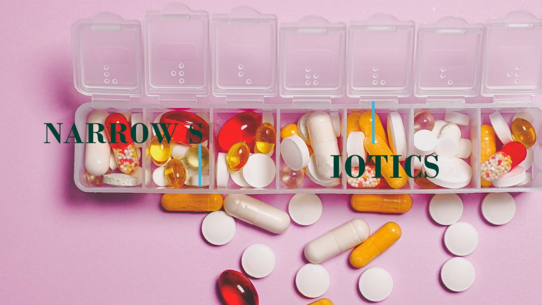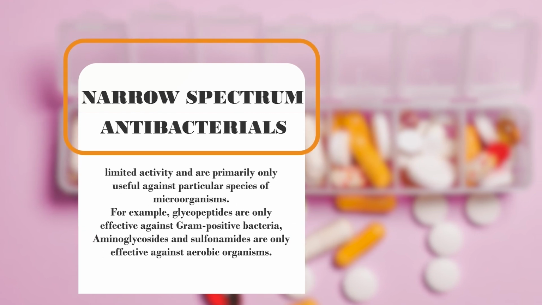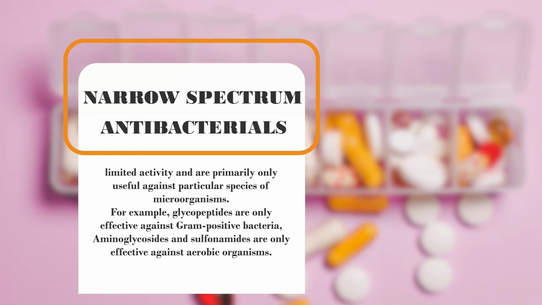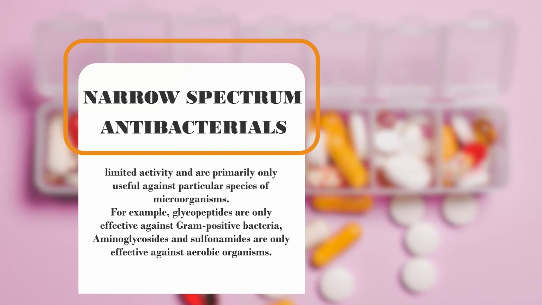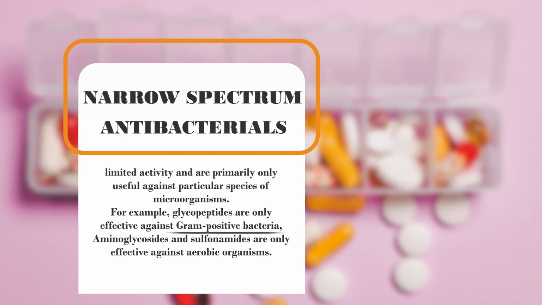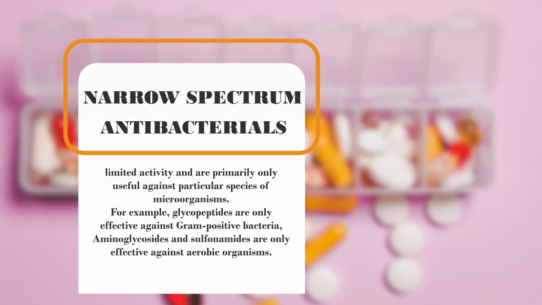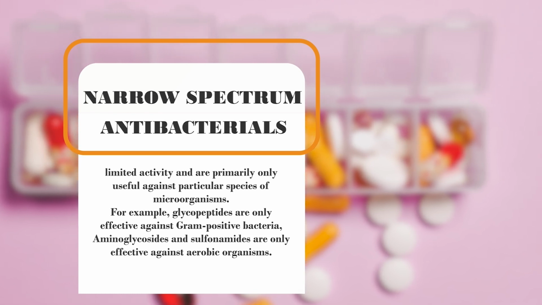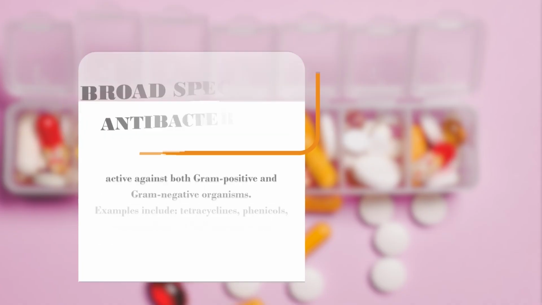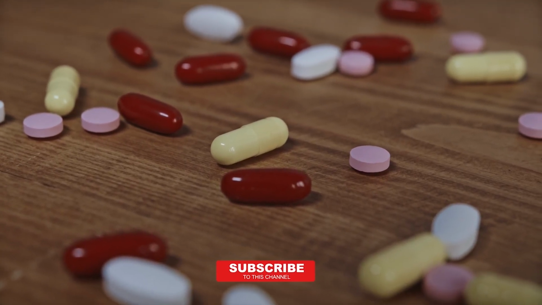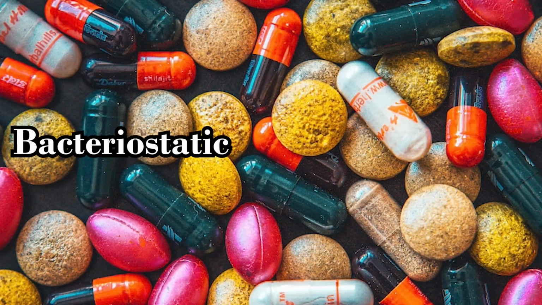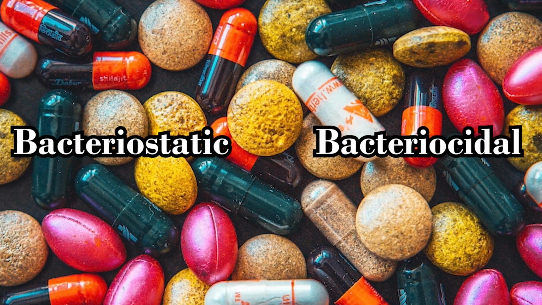The narrow spectrum antibiotics have limited activity and are primarily only useful against particular species of microorganisms. For example, glycopeptides are only effective against gram-positive bacteria. Aminoglycosides and sulfonamides are only effective against aerobic microorganisms. Antibiotics can be further divided into two other categories, and these are known to be either bacteriostatic or bactericidal antibiotics.